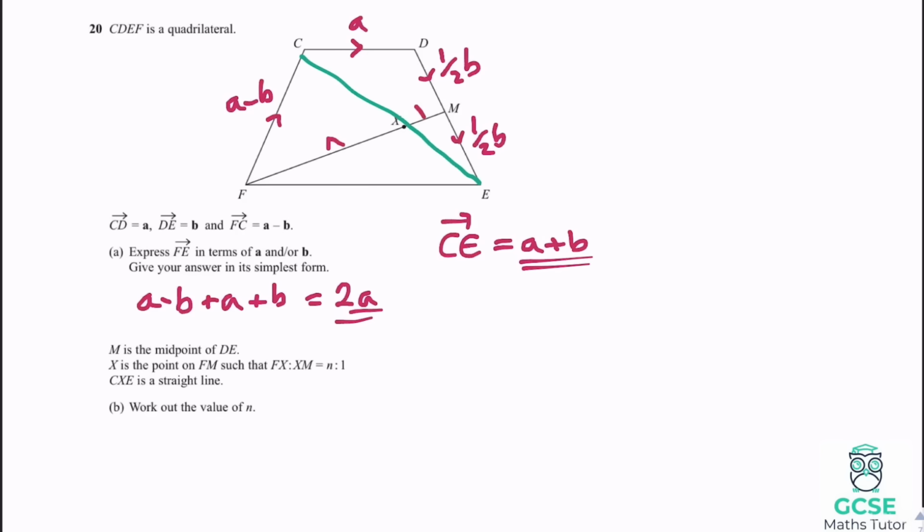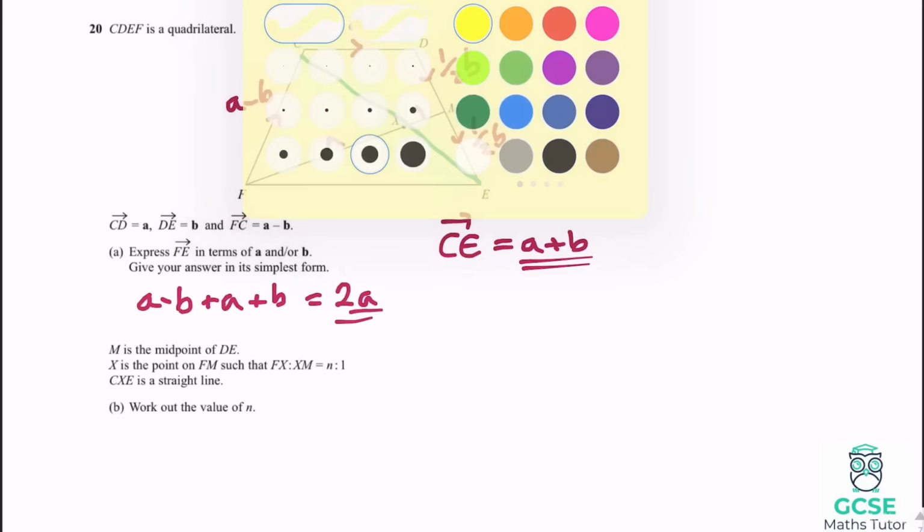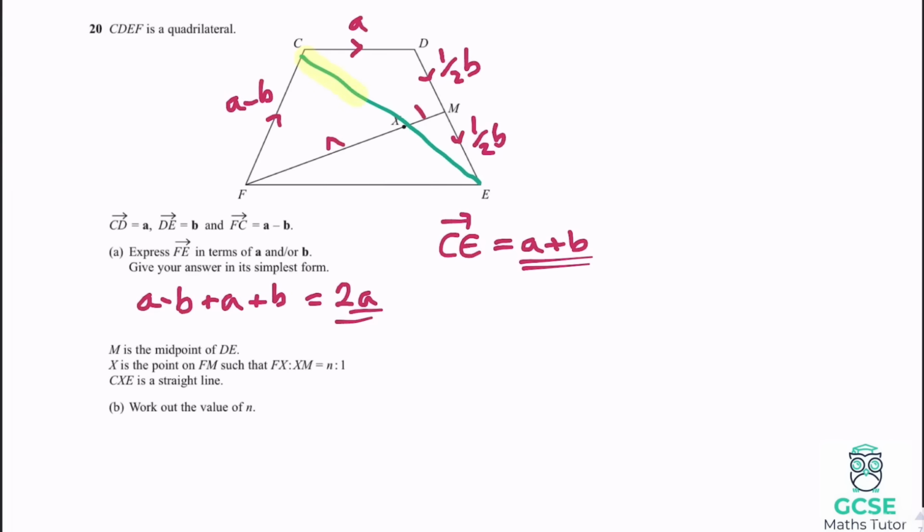So if we have a look at another one, let's just go for C to X. So I'm going to go for this one, let's highlight it. Rather than doing the full line or from X to E, I'm just going to go from C to X. Now to do that I can go in a few different ways. I can go from C down to F and then from F up to X. But in order to get from F to X, I'm going to have to know what F to M is. So separately to this, I'm going to work out what F to M is.